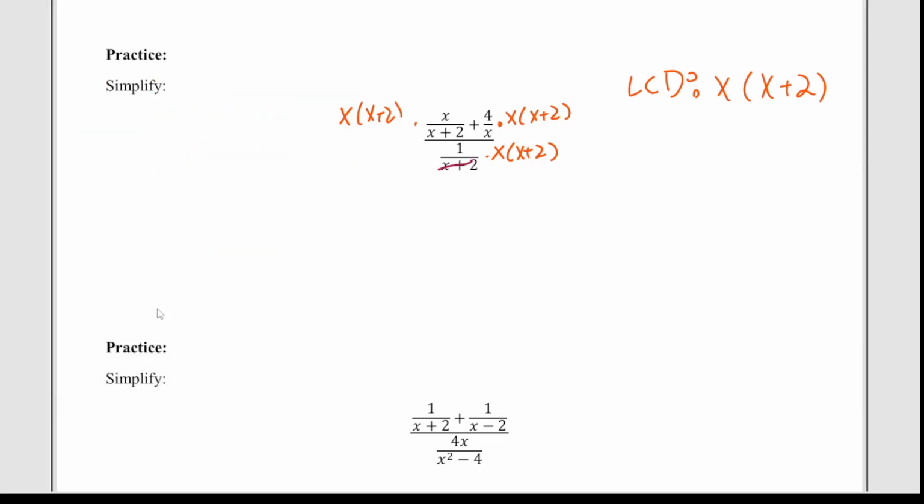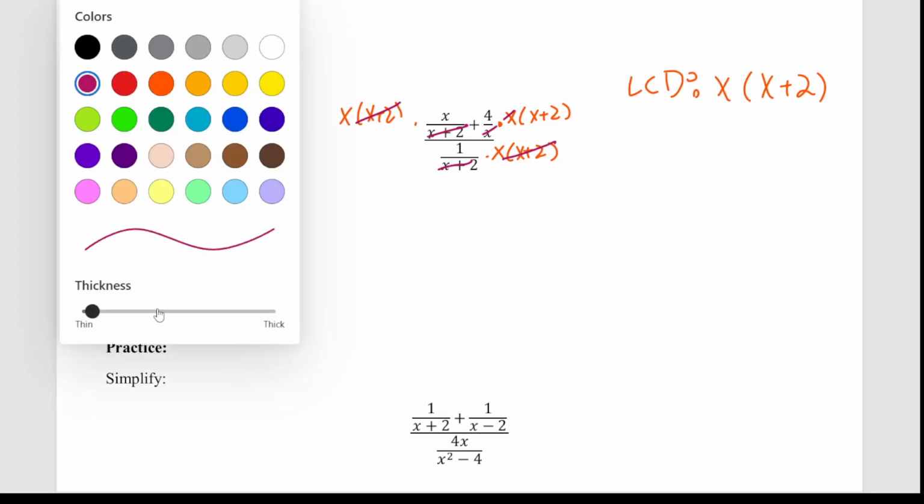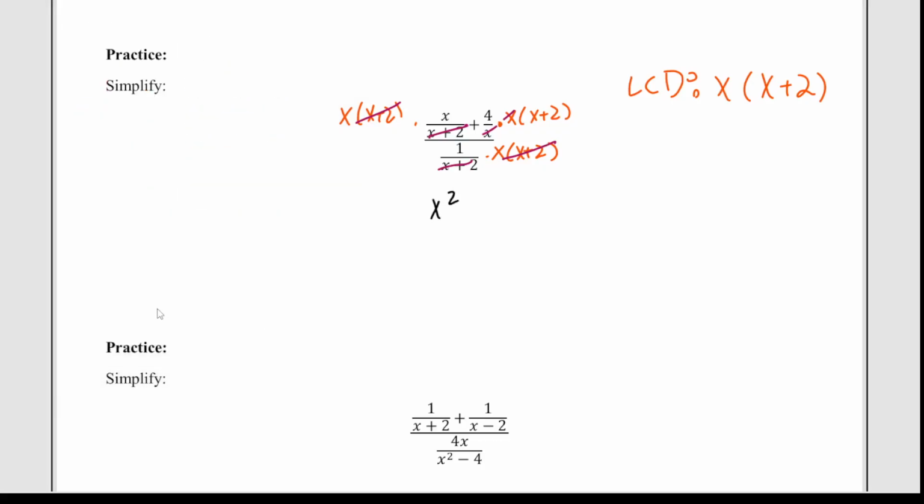So in particular in the denominator, the x plus 2's divided by itself make 1. X divided by x makes 1. X plus 2 divided by x plus 2 makes 1. And so what we'd be left with is x times x gives us x squared plus 4 times x plus 2, all over, all that's left in the denominator is x.